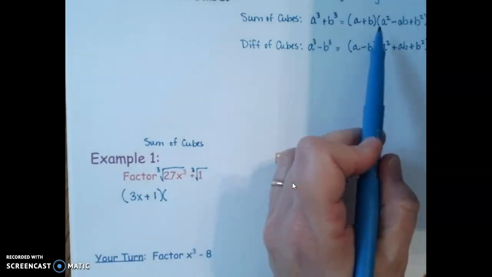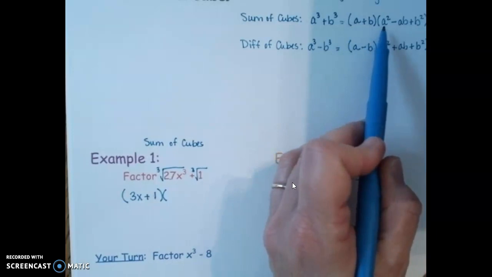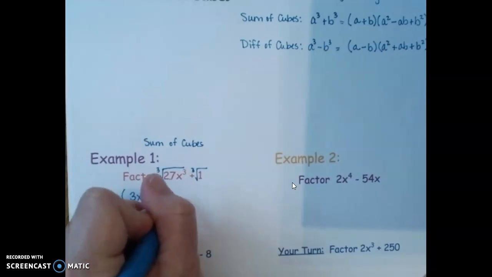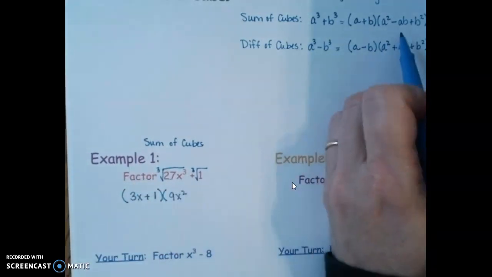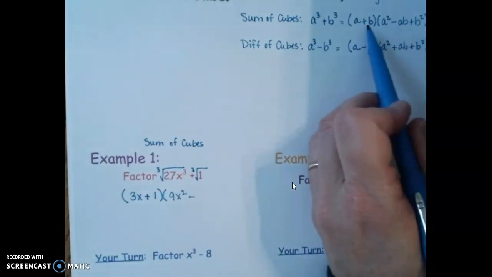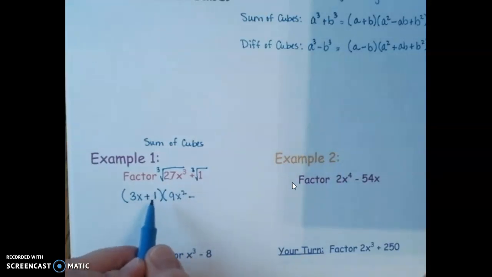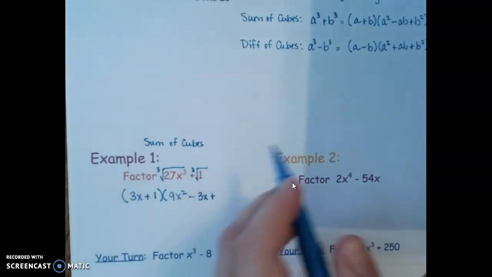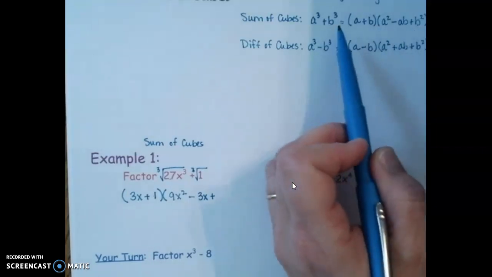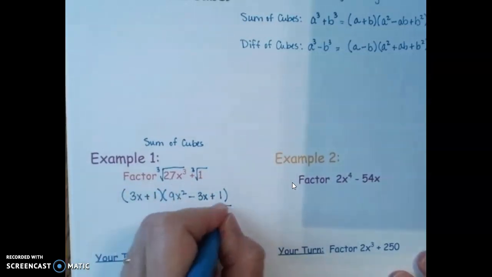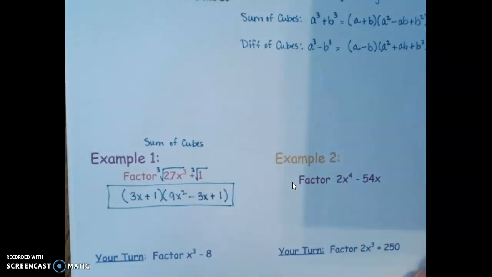So you've created your binomial. Now to create your trinomial, we square the first term. My first term is 3x, so when I square 3x, I'm going to get 9x squared. This is where we take the opposite sign. Then if you notice up here it says multiply a times b, so you're multiplying your two terms together. So 3x times 1 gives us 3x. Always a plus, and then we square our last term of the binomial, so 1 squared would give us 1. And that's the factored form.